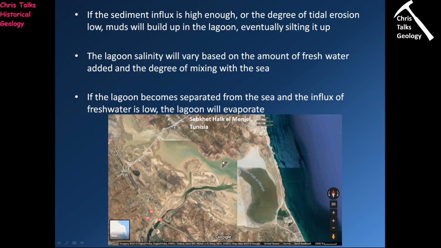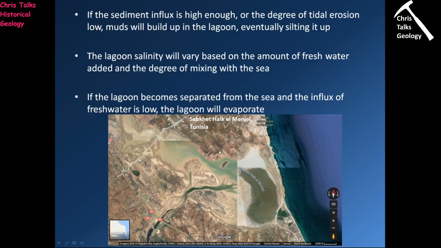Obviously this is then going to have an effect on what types of organisms you get living in your lagoon. And a good geologist will be able to look at the organisms and gauge how saline the water in the lagoon was. Now, if your lagoon becomes fully separated from the sea and the influx of fresh water is low, the lagoon water will eventually begin to evaporate away, and we can see that happening here.